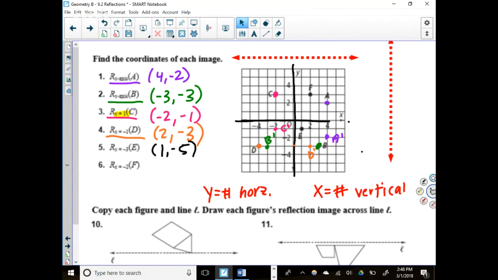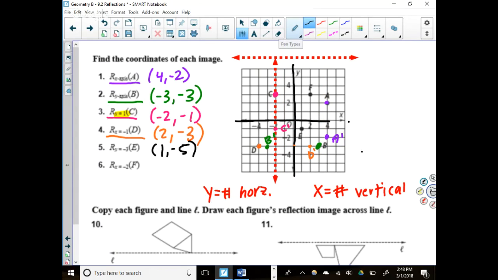Then x equals -2 is a vertical line. And we're reflecting F. So F is over 1, 2, 3, 4. So you go to the left 1, 2, 3, 4, which would be -5, 3. Did I count right, or -6, 3? -6, 3. That would be your final answer.